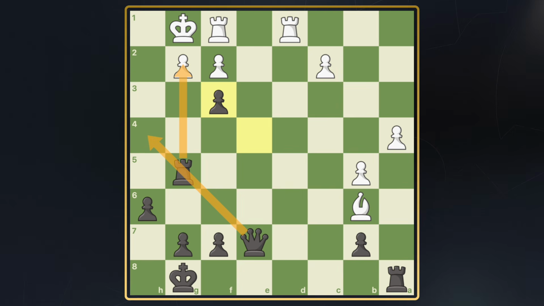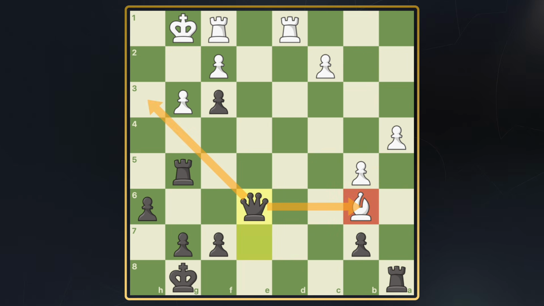In the game, he played g3, but then after queen to e6, already with the idea of queen to h3 threatening the bishop, he had to resign, because there are 2 threats. When he moves the bishop, there's queen to h3, and there's no way to stop the mate on g2.